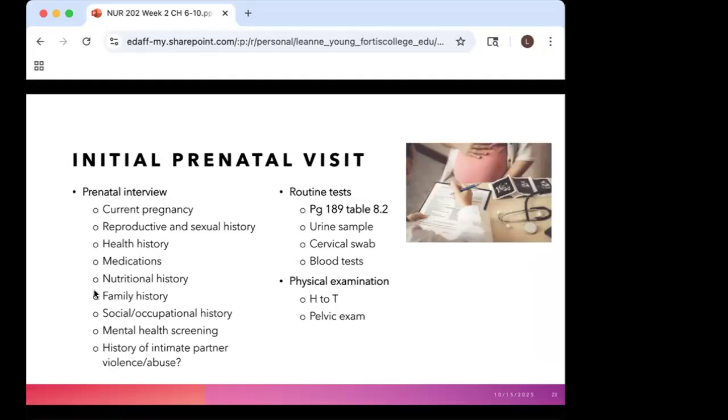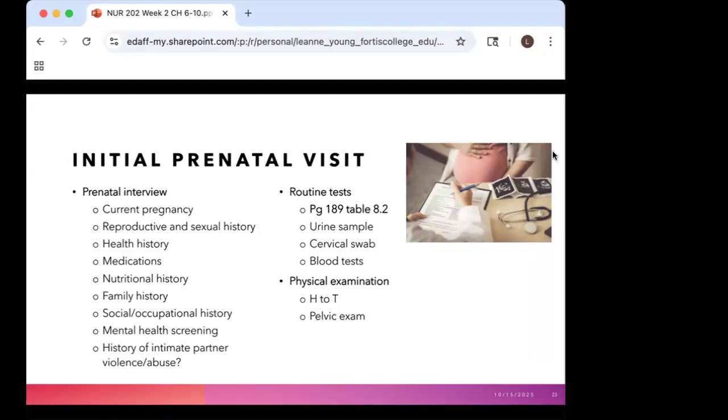Alrighty, so we're going to start getting into prenatal visits and the kind of education that you're going to want to go over with your patient, okay? So the initial prenatal visit consists of your prenatal interview, some routine testing, and then a physical exam.